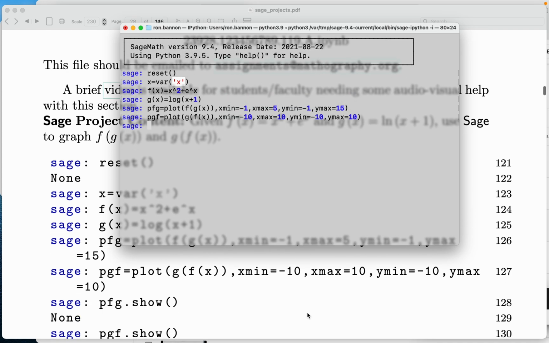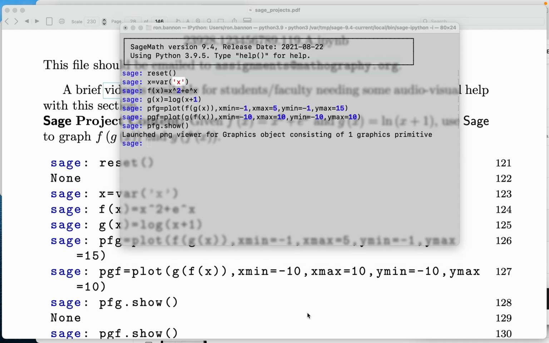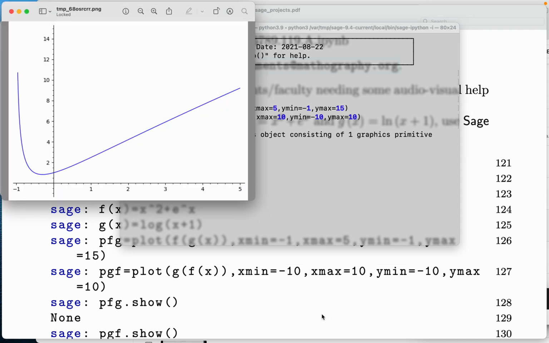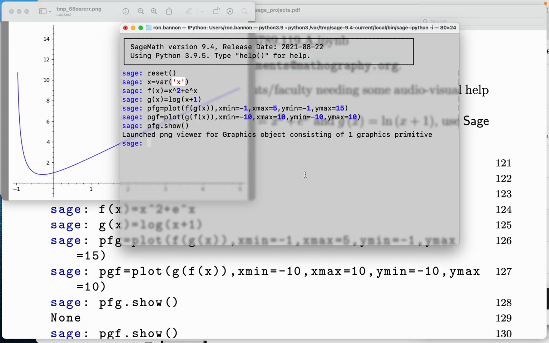Now, what I want to do is show those graphs. So I want to show PFG, show, S-H-O-W, and that's going to open up a PDF viewer for me, or a PNG viewer. I got this over here. Now, again, if I want to show the other one, let me use the upper arrow. I'm just going to edit this over here. That was GF, right? Let's do that.